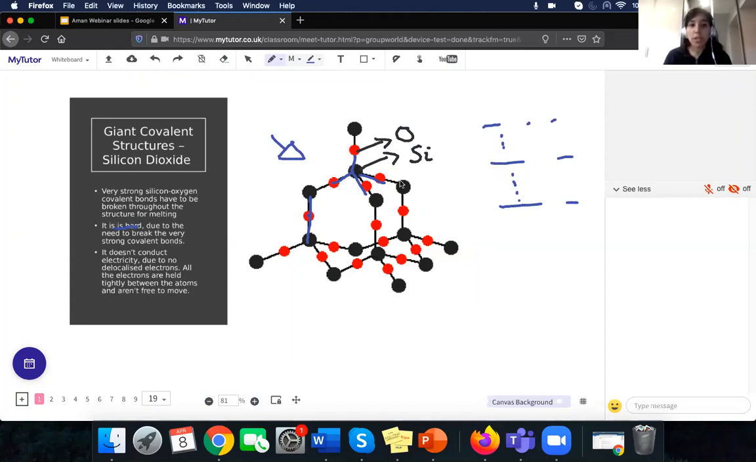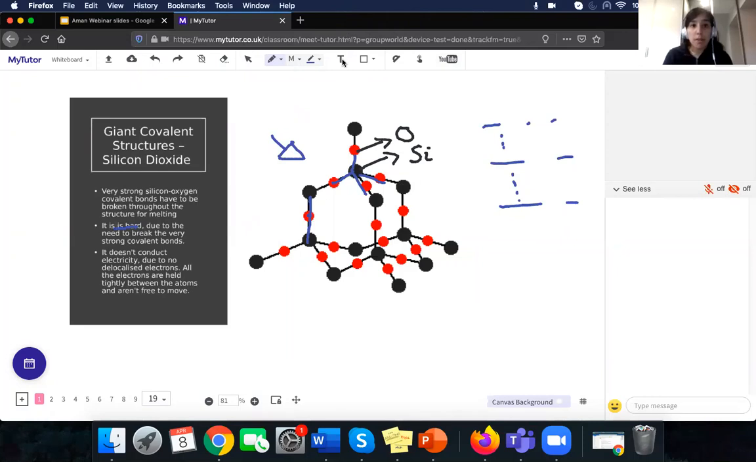Someone is also asking, does silicon dioxide conduct electricity in solution or when molten? No, because there are never any free electrons. So remember, these electrons are all tied into that covalent bond. It doesn't matter if it's in a solution or molten. They are always completely tied into those covalent bonds.